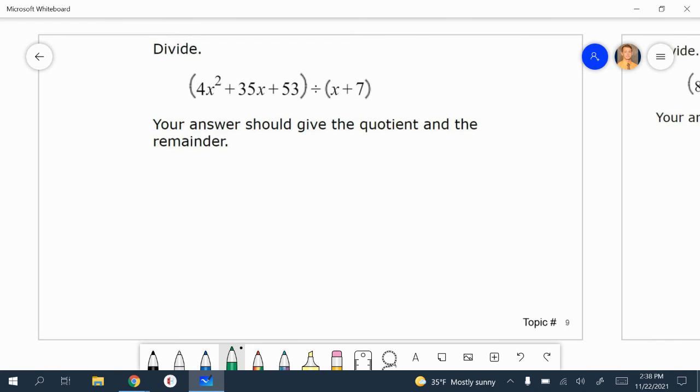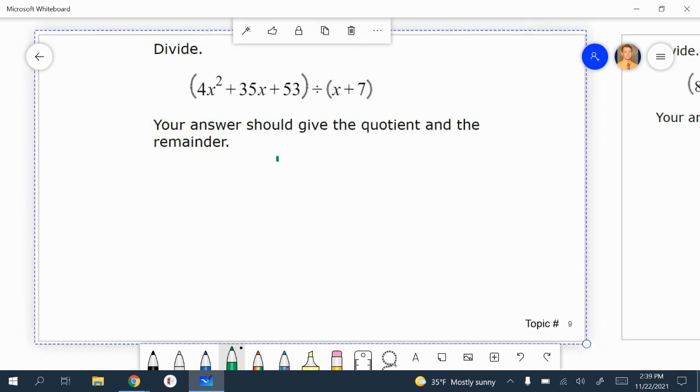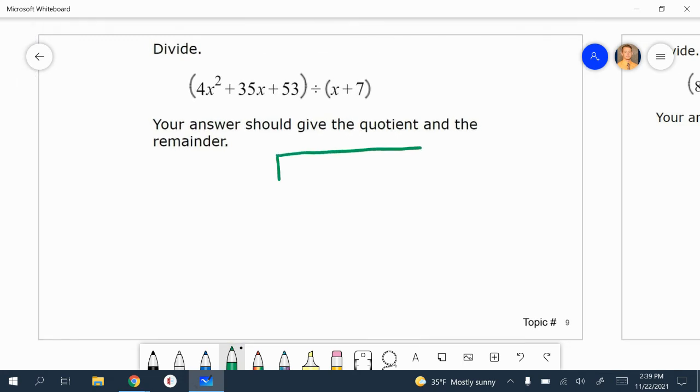Topic number 9. This is the first time you may have ever seen this problem before, so it makes sense if you're watching this clip in the video. But topic number 9, we are going to divide polynomials. And this is going to be long division to be able to solve this. So the setup to this, you're going to create a box and you're going to put your 4x squared plus 35x plus 53 in the box. And then outside of the box, this is what we are dividing, x plus 7. So that's where we're starting.